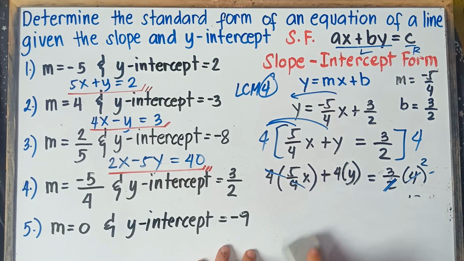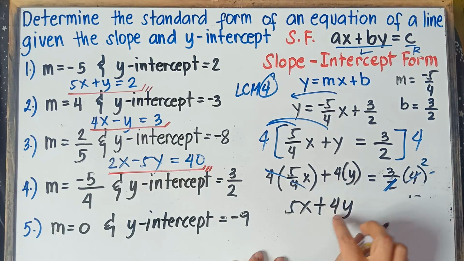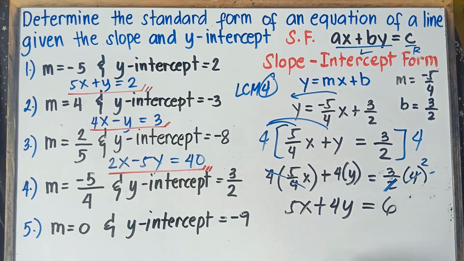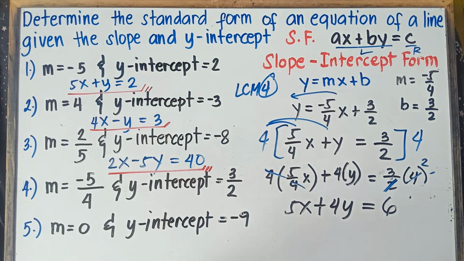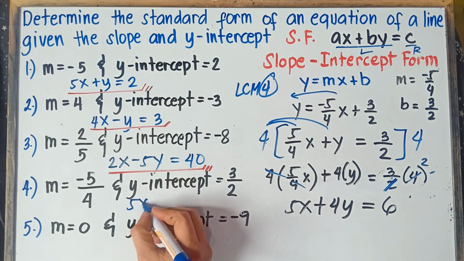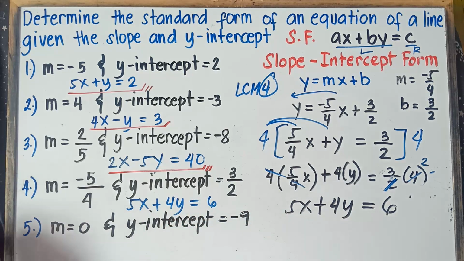Alright, so once again, we copy 5x. Copy positive 4y. 4 times y is 4y equals 3 times 2, that would be equal to 6. That's it, class. All set. That's the answer, class, with regards to example number 4. We have 5x plus 4y equals 6. All set, class.